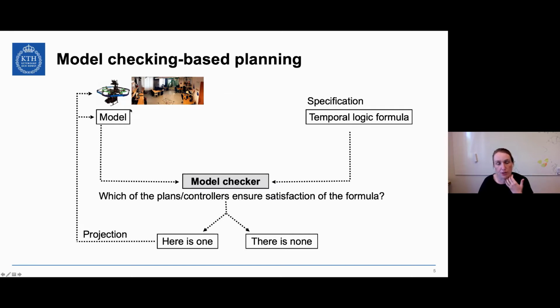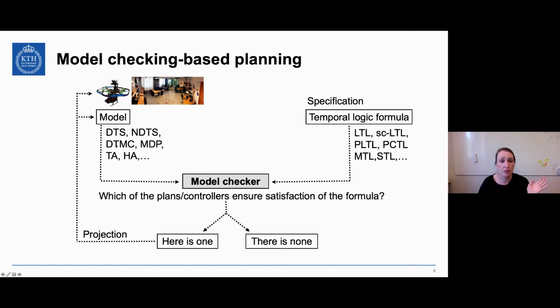So now I started talking about these models. Model checkers can work with deterministic transition systems, non-deterministic transition systems, discrete-time Markov chains, MDPs, timed automata, hybrid automata, and there are many more temporal logics than LTL. There is syntactically co-safe LTL, which is a more efficient finite fragment. There's probabilistic LTL, probabilistic CTL, branching logic. There's metric time logic. There is signal temporal logic. There are all these logics that have different expressivity and different computational challenges associated with them. And there are different kinds of models. Same thing, different expressivity, but also different computational challenges.